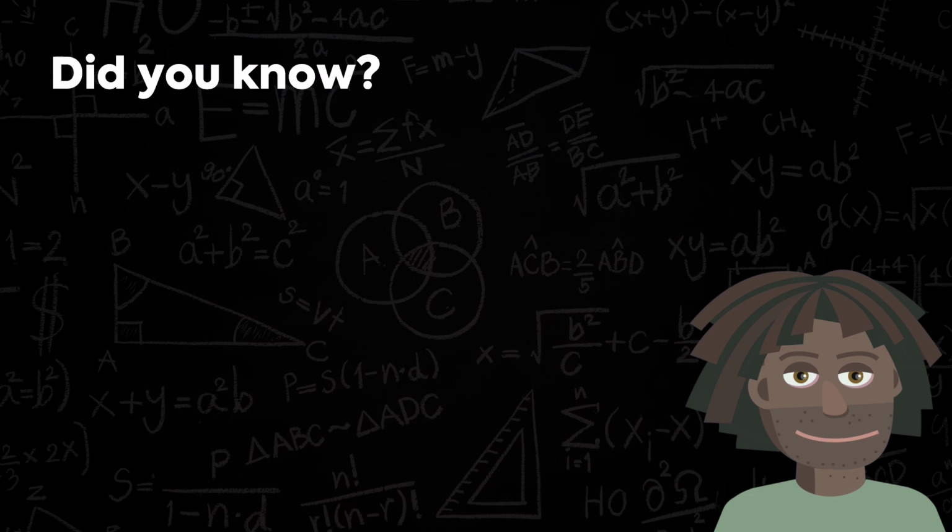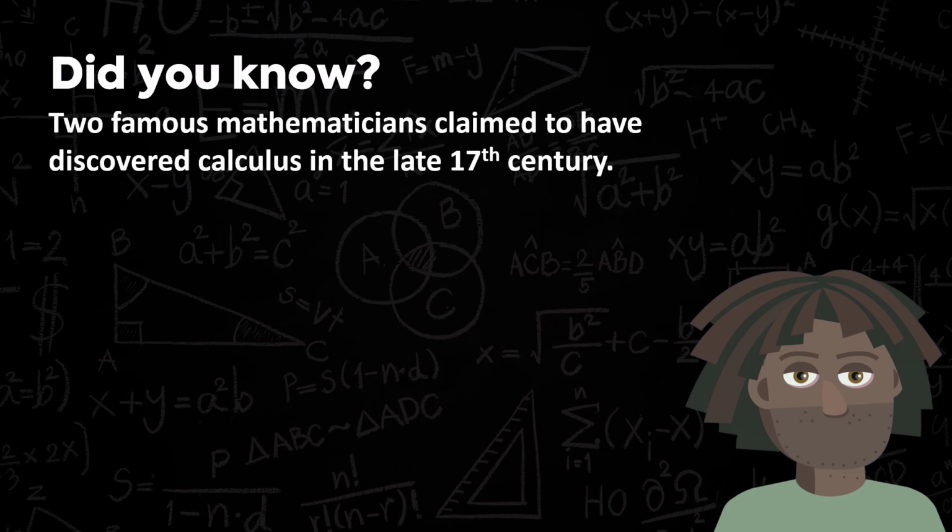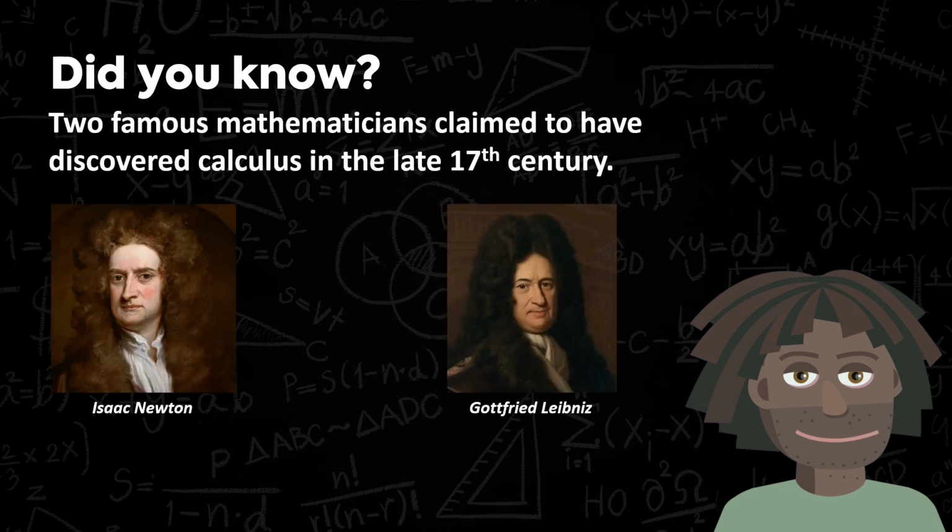So where did calculus come from? Has it always been there, or did someone discover it? Well, in fact, two mathematicians claim to have discovered calculus nearly 400 years ago in the 17th century. You probably know one of them. They were Isaac Newton and Gottfried Leibniz, and both claimed that the idea was copied from the other person.